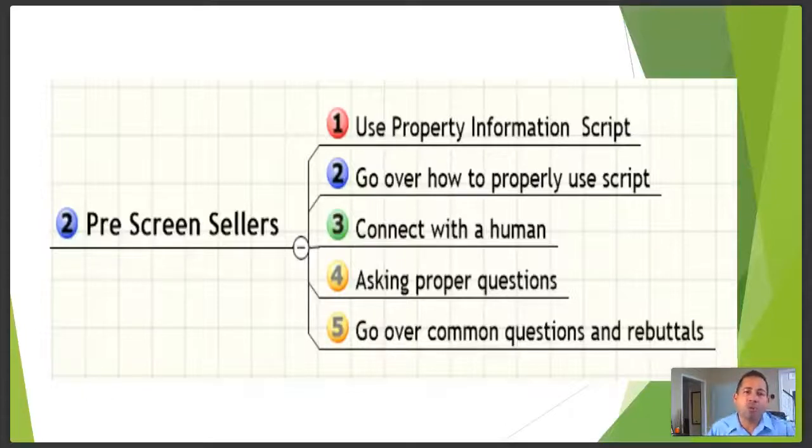Go out, use the script. You should be doing hundreds and hundreds of scripts every week. You should be pre-screening more than 10 people a week, 20 people, 30 people, as many as you can, because the more you pre-screen, the more yeses you'll get. Set the appointment to go see the property, bring a contract, and buy the property, put it on the contract.